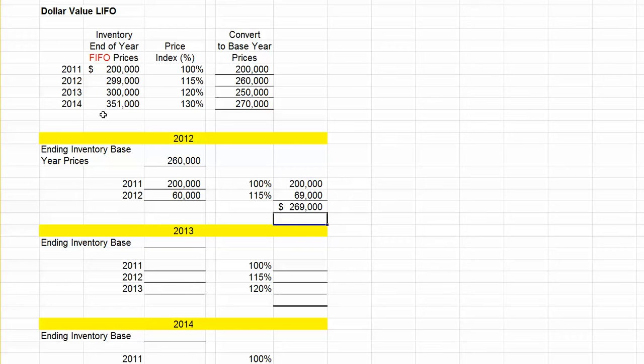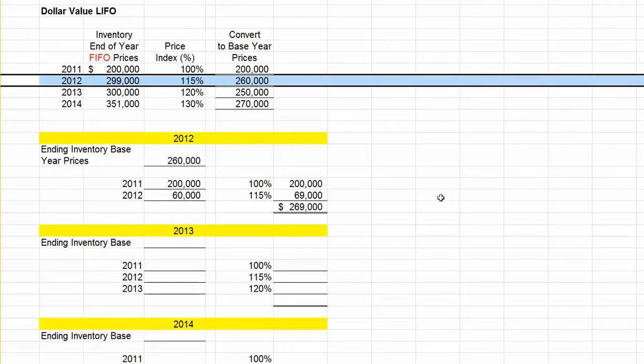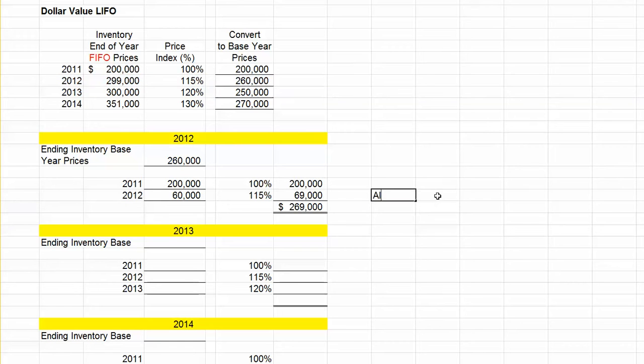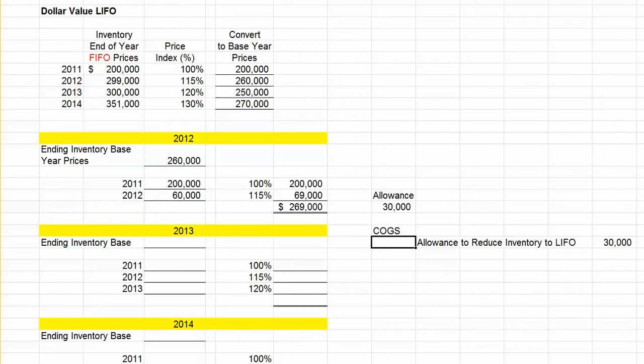$269,000. On our books, inventory is shown at $299,000, so we would need to have an allowance account of the difference between the two, $299,000 minus $269,000. The allowance to reduce our inventory to LIFO valuation would be $30,000. So we will credit the allowance to reduce inventory to LIFO by $30,000. And again, since we're effectively reducing our inventory by $30,000, we are increasing cost of goods sold by that same $30,000.